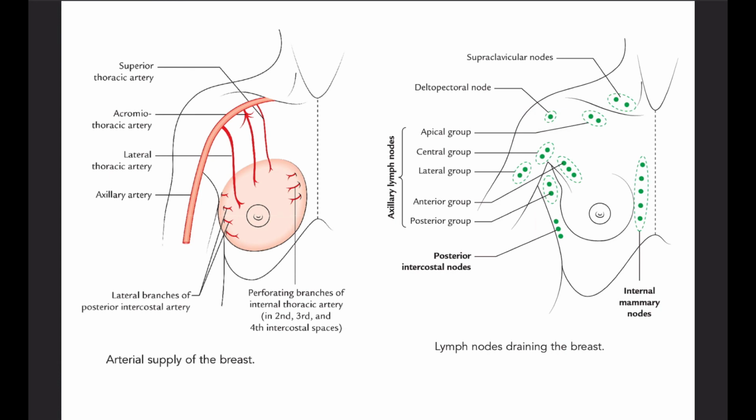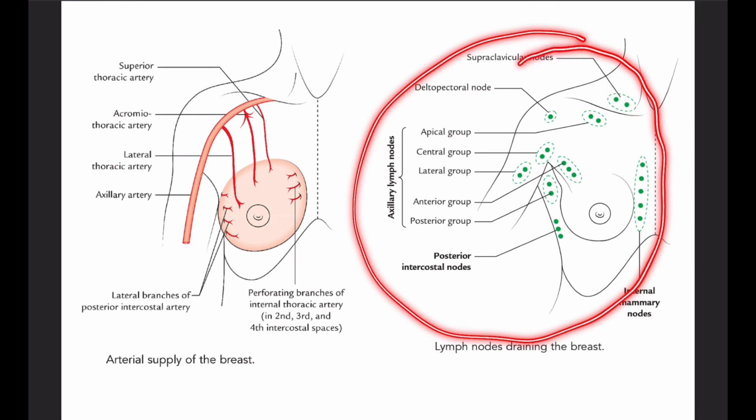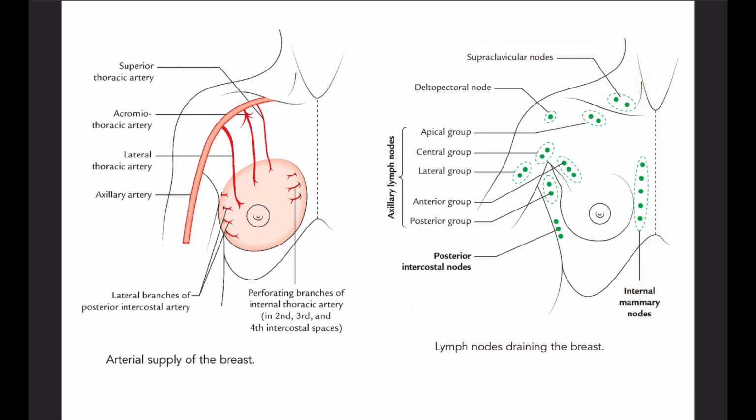In addition to the above mentioned nodes, the lymph from the breast also drains into the subdiaphragmatic and subperitoneal lymph plexus.